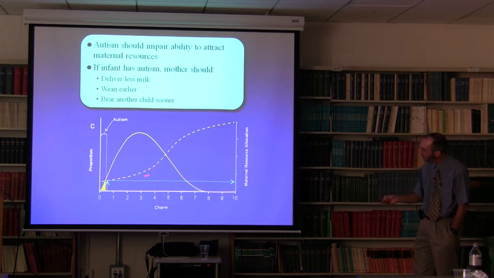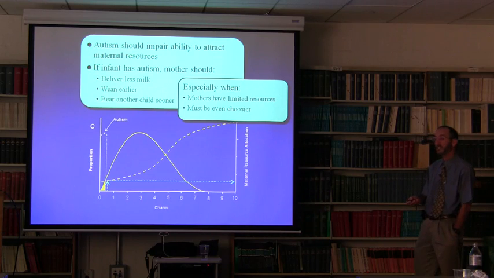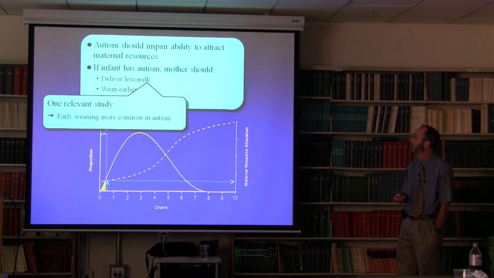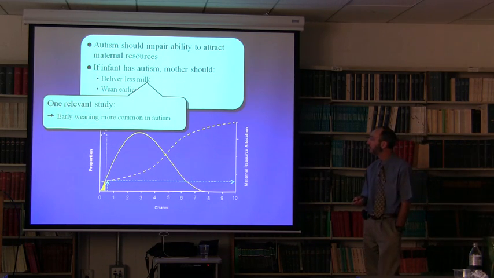Here I'm showing a hypothetical relationship between charm and maternal resource allocation. Now obviously, those at the low end of charm ought to get a limited supply of maternal resources. This is especially true when mothers have limited resources and must be choosy. There's one relevant study, it's small, and it shows that early weaning is more common in those with autism.